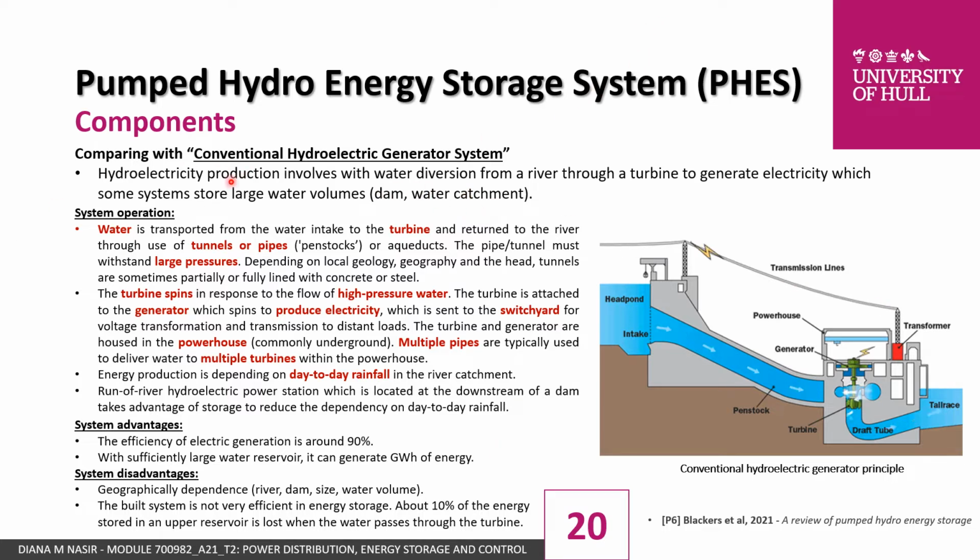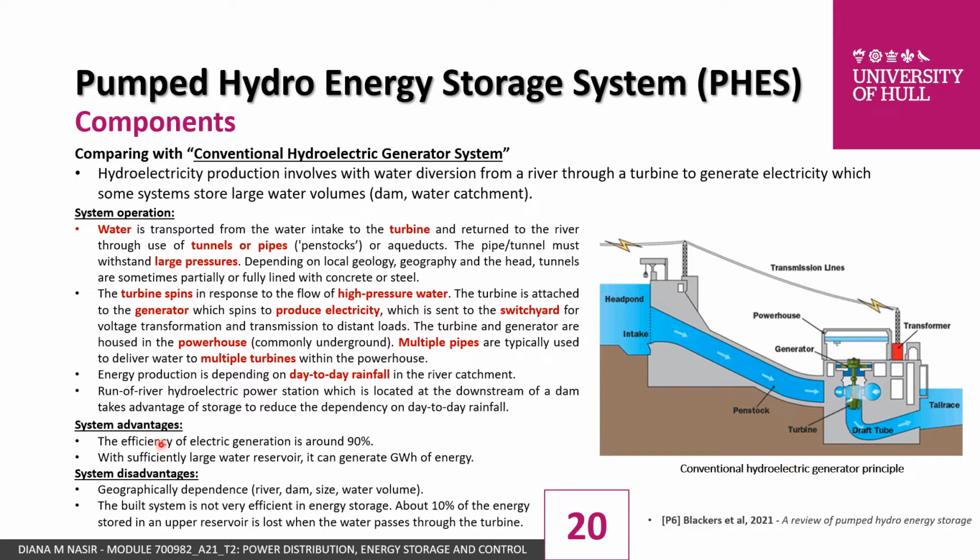So the same as the pump hydro, definitely the water will be transported from the water intake to the turbine, and of course we need to have the penstock, or the closed channel, which connects the dam to the turbine. The pressure from the water will spin the turbine and the generator, and that's when the electricity will be generated and will go to the transmission line and to the national grid.